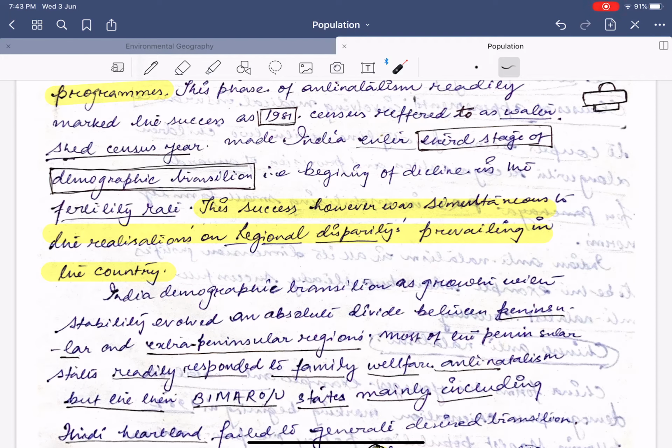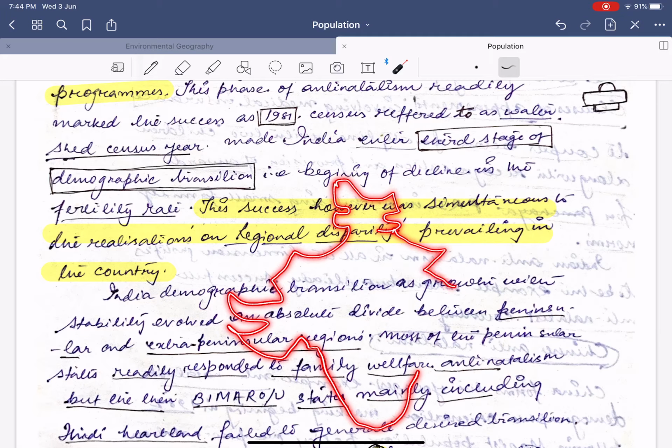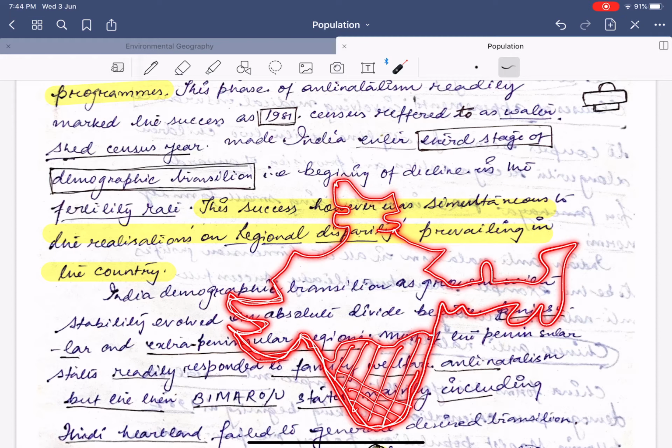Now let's see. Let us use the diagram to understand this. Basically, I have drawn this India map. Now what happened was that this family welfare phase actually showed its success in the southern provinces. Tamil Nadu, Kerala, Andhra Pradesh, Karnataka, they responded readily, even some parts of Maharashtra. This population responded readily. But what was the problem?